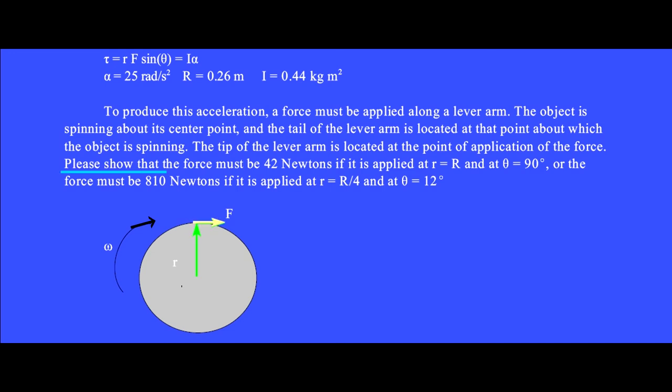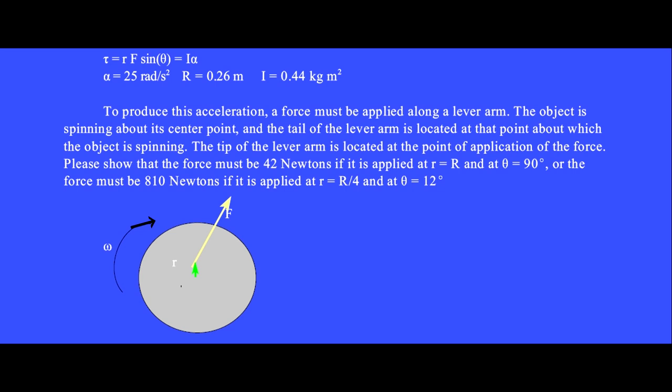Please show that the force must be 42 newtons if it is applied at the rim where little r equals big R and at theta equals 90 degrees. Please show that the force must be much larger, 810 newtons, if it is applied at little r equals big R over 4 and at theta equals 12 degrees.